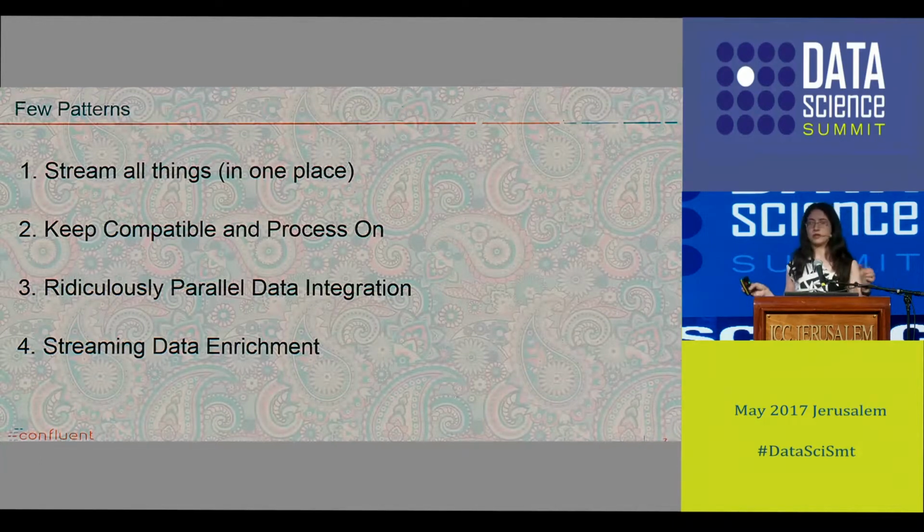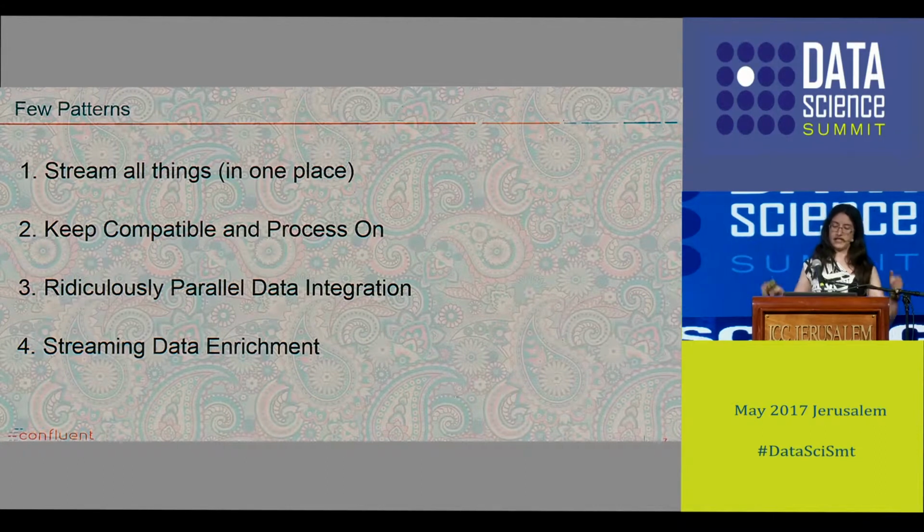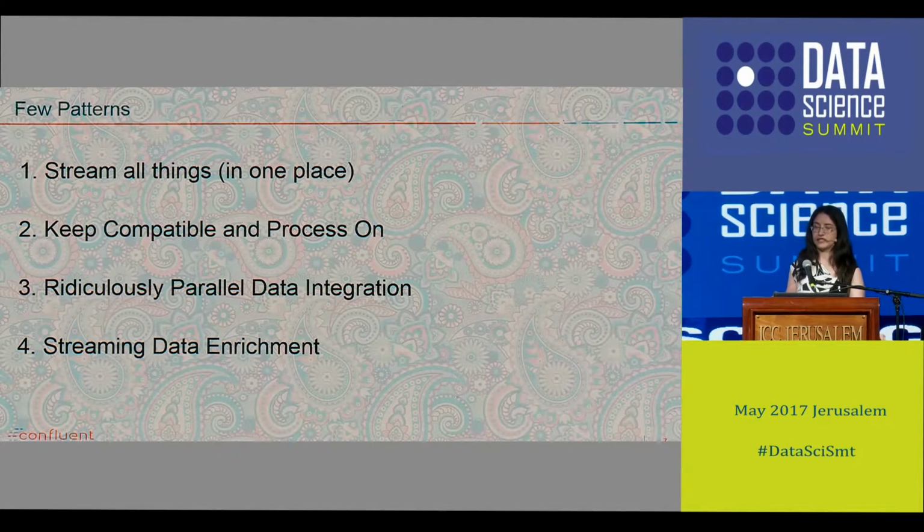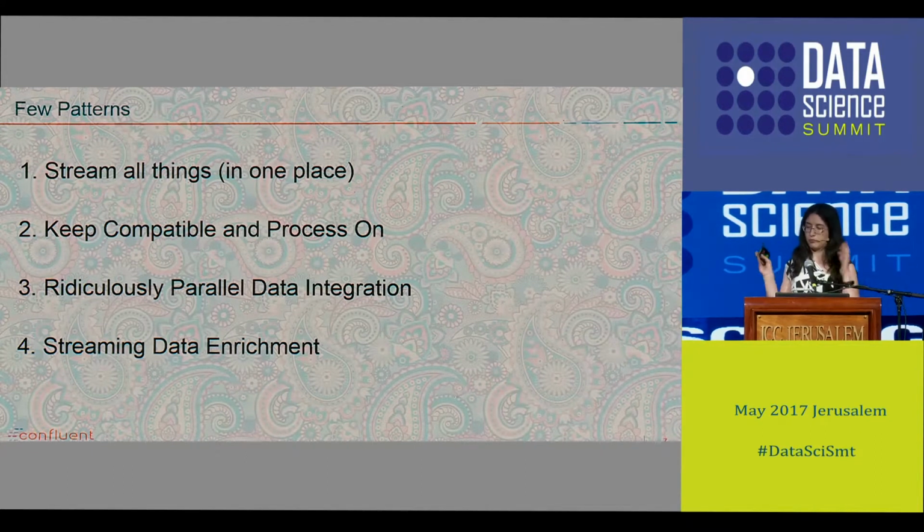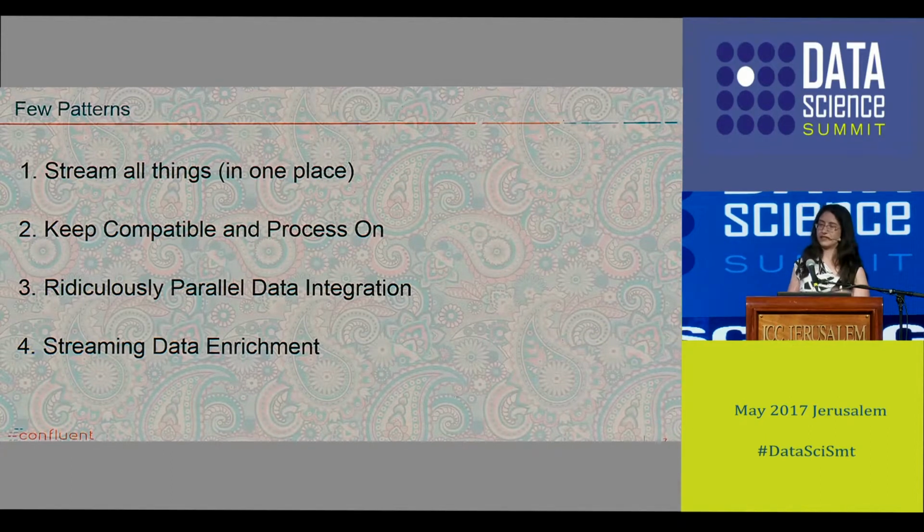The patterns we'll talk about are, first of all, how everything is streams and what it means for data integration, about data compatibility problems and how some people solve them, how to do very fast parallel data integration, and then streaming data enrichment. And obviously, there's probably no time to talk about even half of it, so we'll see.